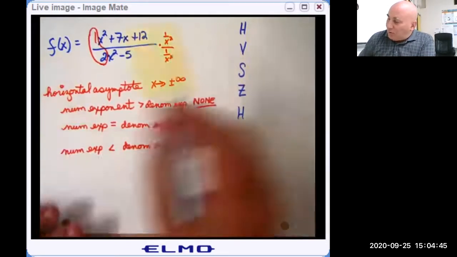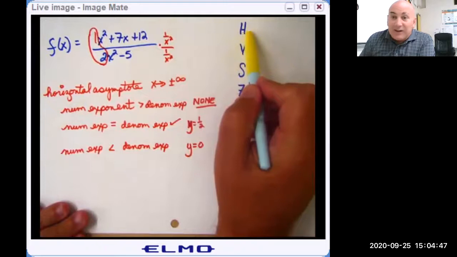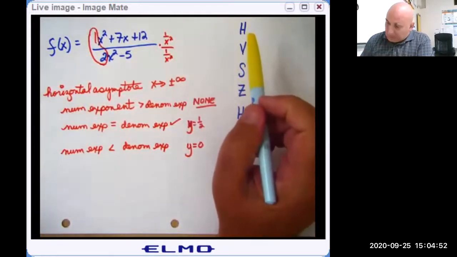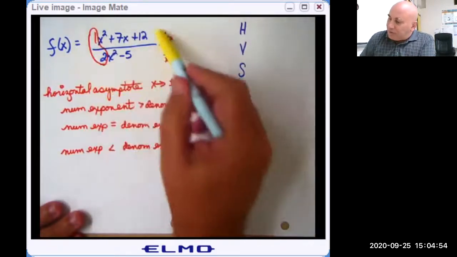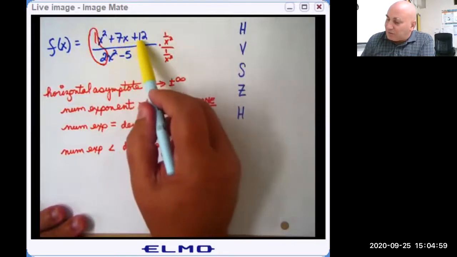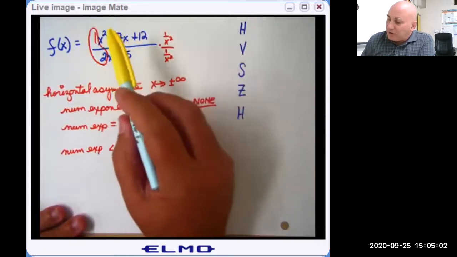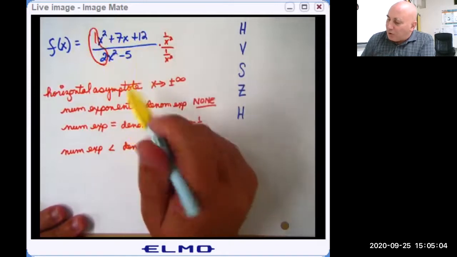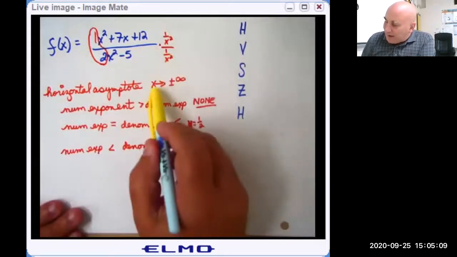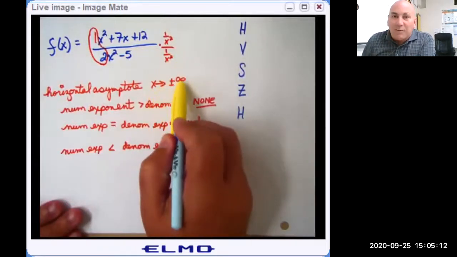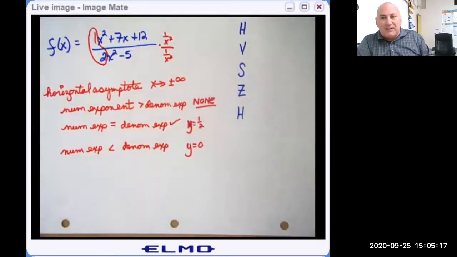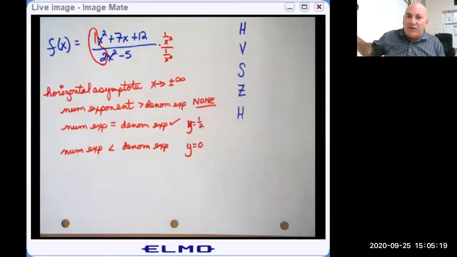Let's talk about the horizontal asymptote first, if one exists. Think of a parabola. It's got no horizontal asymptote. So here's the function that we're looking at: y equals x squared plus 7x plus 12 divided by the quantity 2x squared minus 5. When we're talking about a horizontal asymptote, we want to know what is happening as x approaches plus or minus infinity. So what's going on way out there at the positive x's? What's going on way over there at the negative x's?